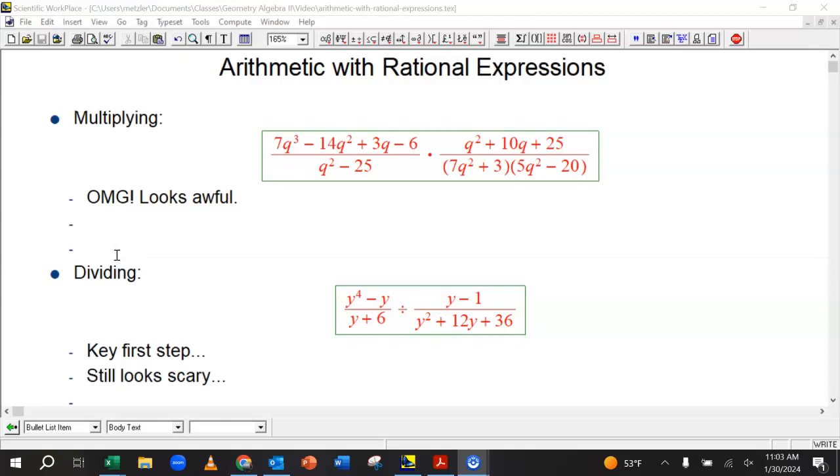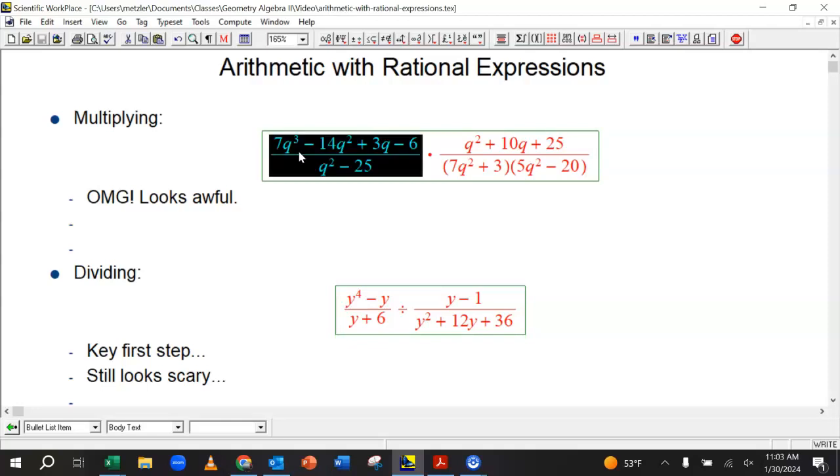Let's look at three examples of arithmetic with rational expressions. The key here is to look for cancellations and factor everything in sight, and not just blindly proceed with the simplest seeming option. So here's a good example. We've got something I purposely made look really awful.